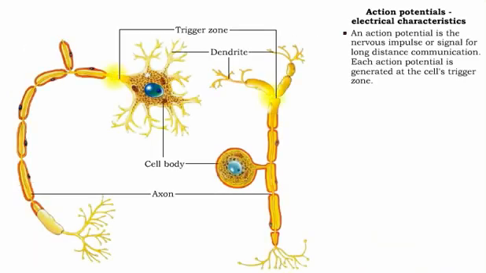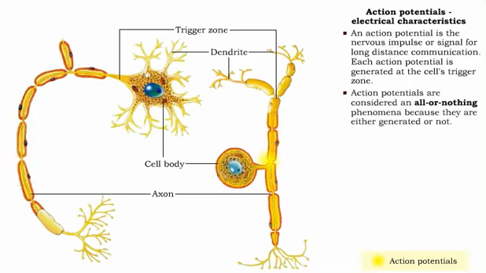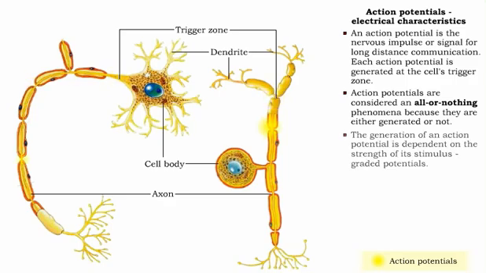An action potential is the nervous impulse or signal for long-distance communication. Each action potential is generated at the cell's trigger zone. Because action potentials are either generated or not, they are considered all-or-none phenomena. The strength of the stimulus-graded potentials determines whether the action potential will be generated.